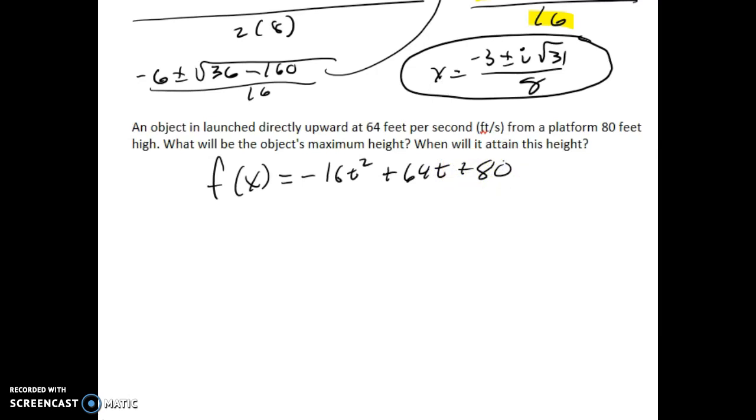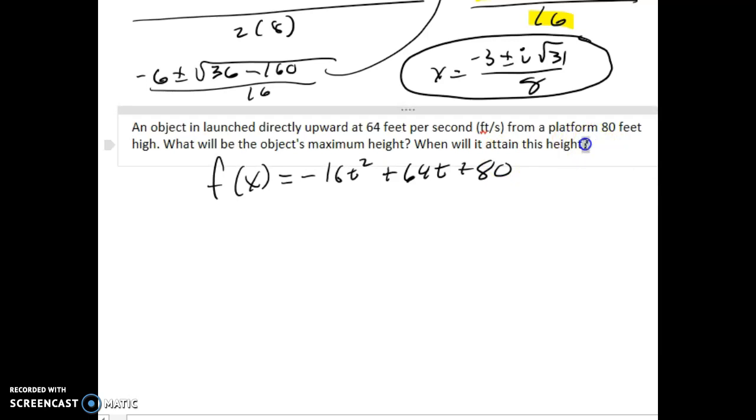And what they want us to know is what the object's maximum height will be and when we'll attain this height. I actually don't want to do that. I want to find out when it hits the ground instead. So let's change this problem here. Let me go ahead and pause my video. Alright, so notice I changed the question a little bit here.